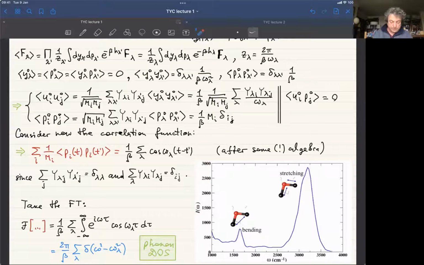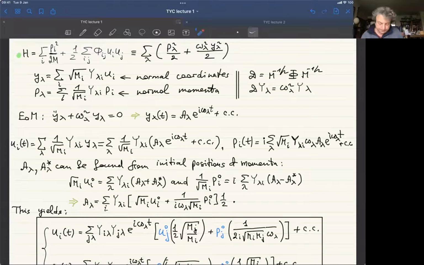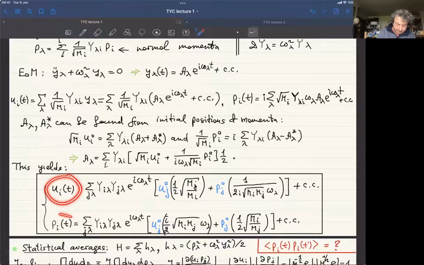So let me give you just a quick derivation of that result. What we are going to do is this. First of all, we will try to solve explicitly the Newtonian equations of motion for our system and obtain time-dependent displacements and momenta. And this is done in the following way.